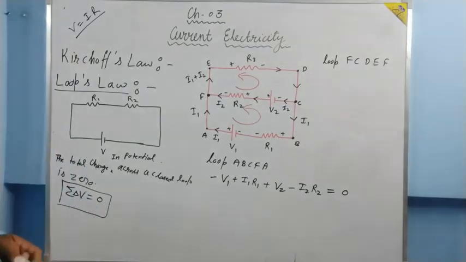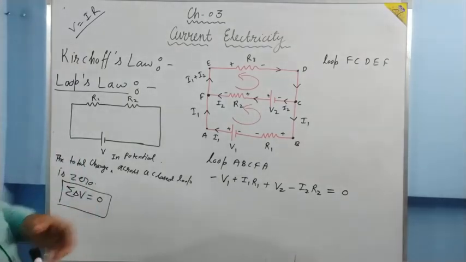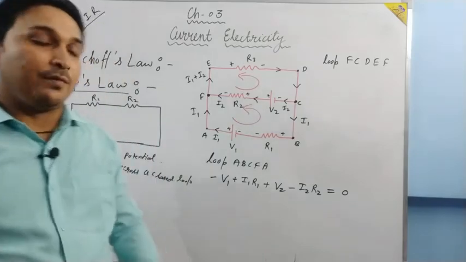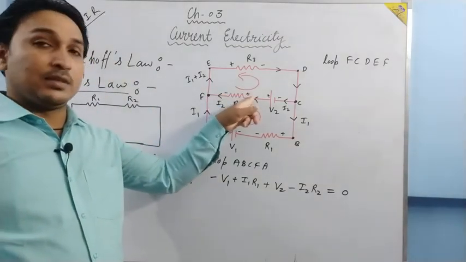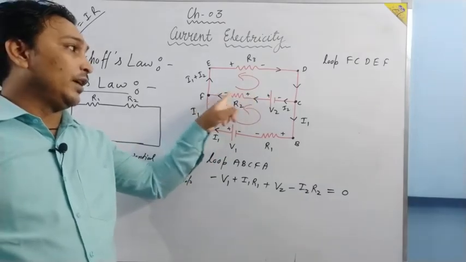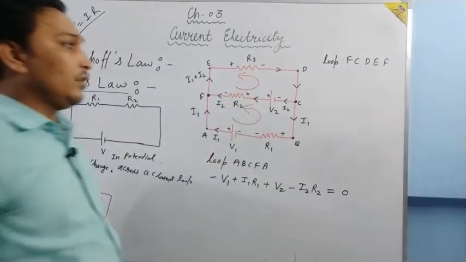Let us see. Now we are moving from F to C. For this resistance, we are moving from minus to plus. What should we write? Plus.